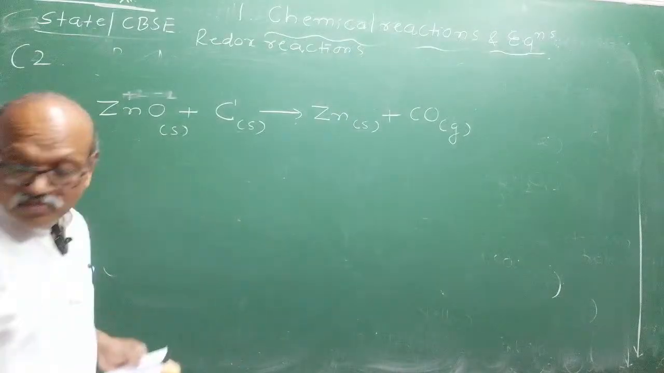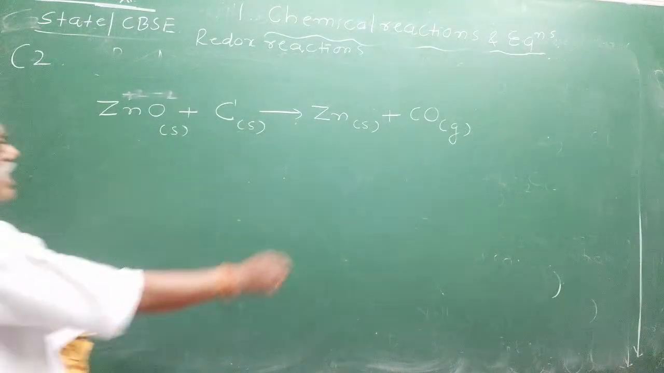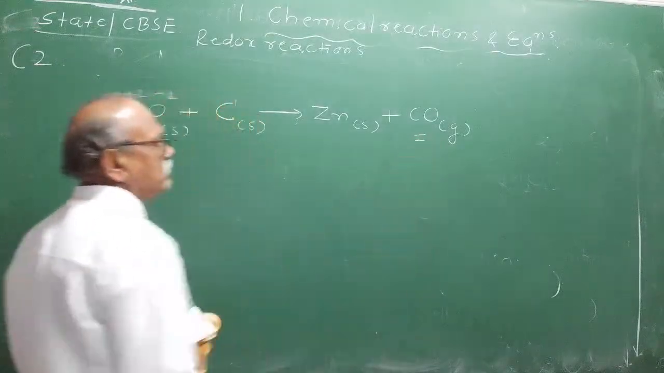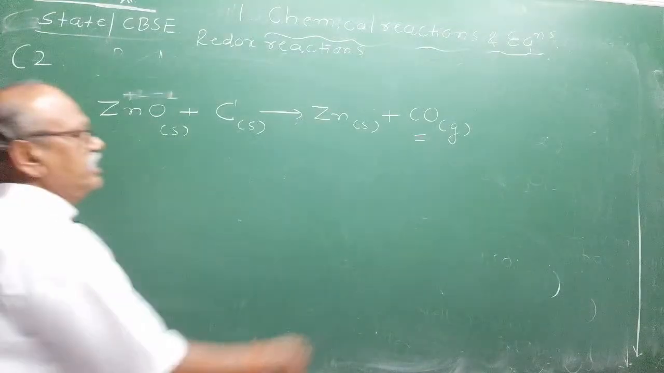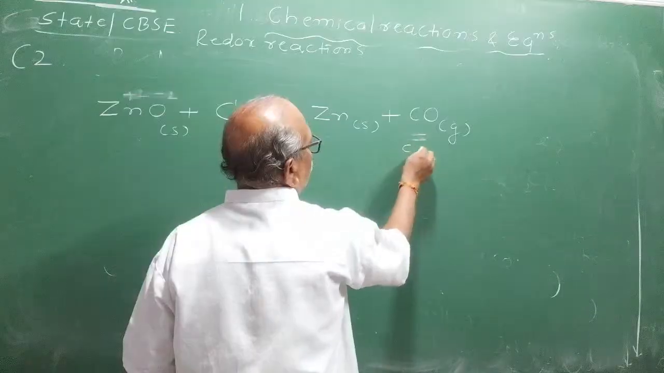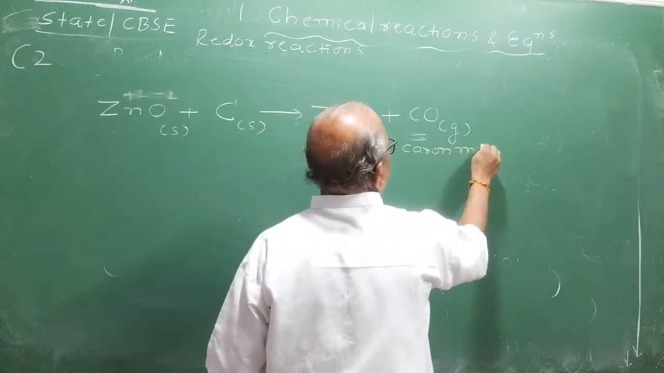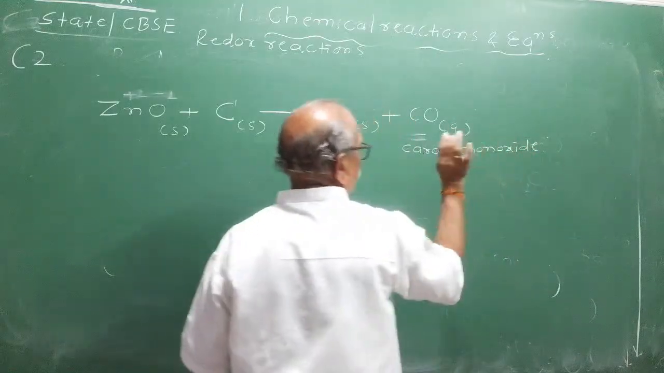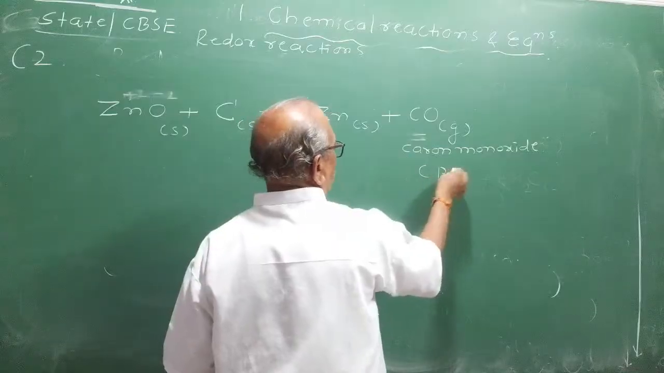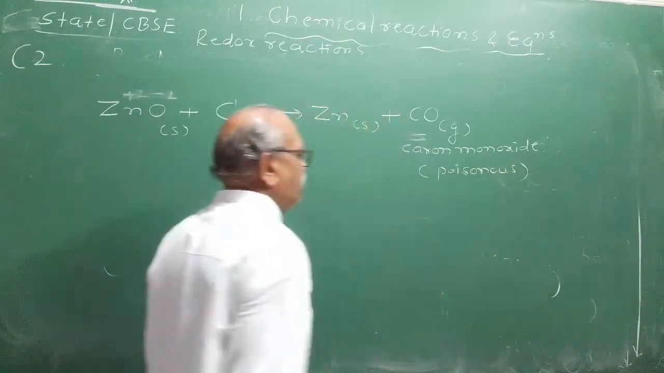Yes, zinc oxide, correct answer. What is the name of this compound? I will write the formula now. You have to write the name. This one, CO, is called carbon monoxide, a poisonous gas. Carbon dioxide is not poisonous. Carbon monoxide, remember, is a poisonous gas.